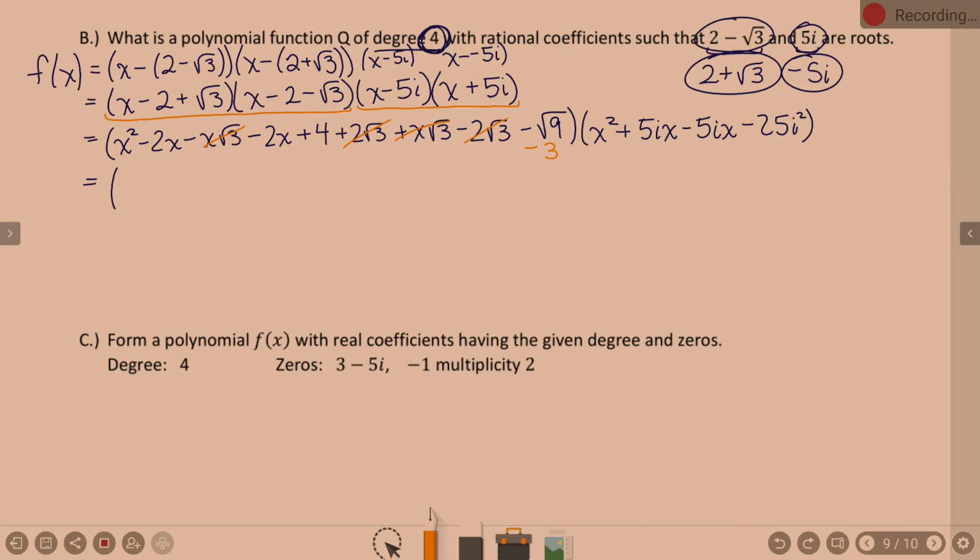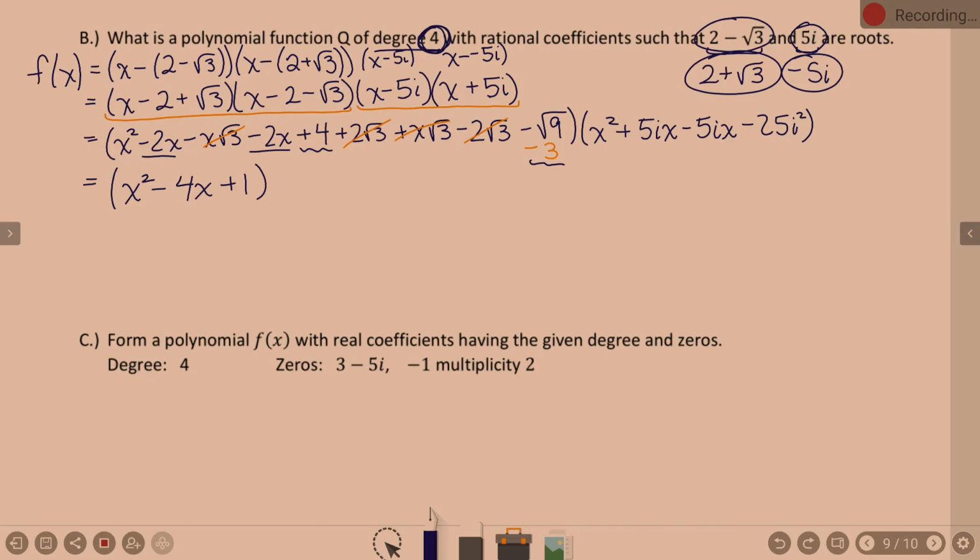So x squared should be a couple of x terms. Minus 2x and minus 2x is going to be minus 4x. And then constants. Plus 4 minus 3 is plus 1. Looks nicer now.